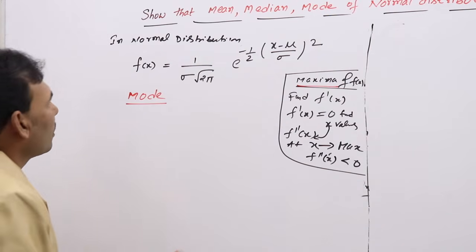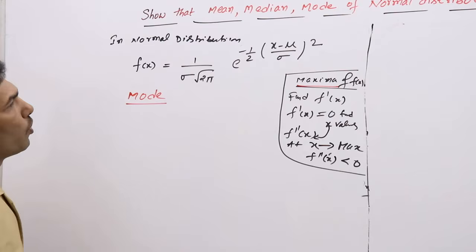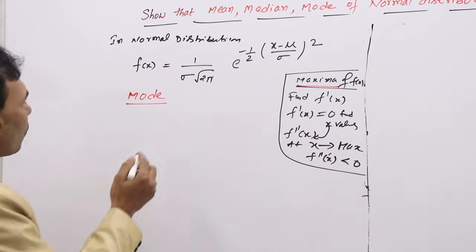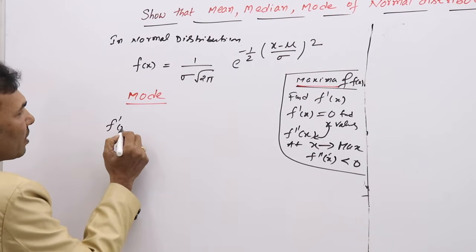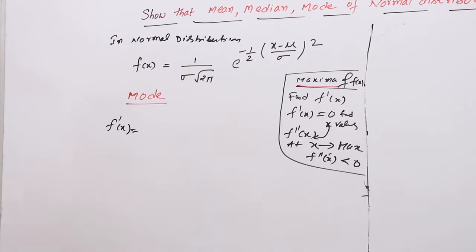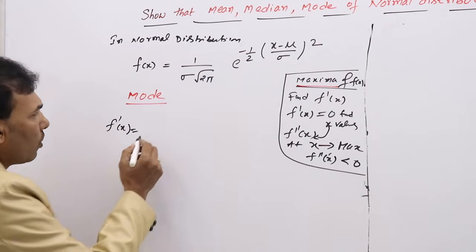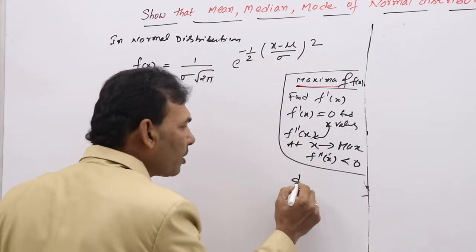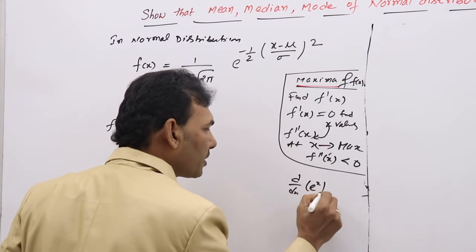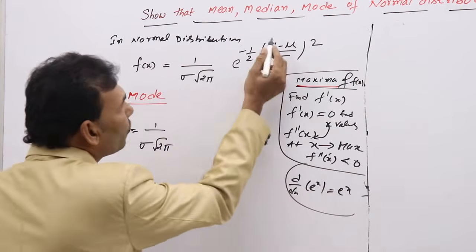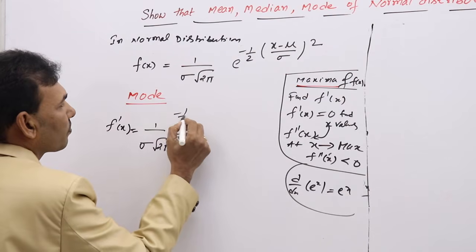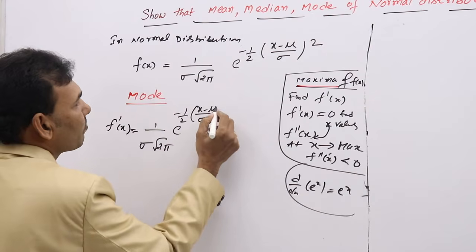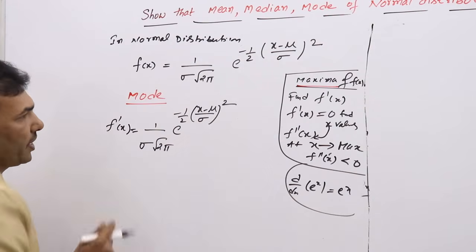So for that, first, in normal distribution we know f of x. This is f of x. Now we need to find f dash of x. We all know that the differentiation of e power x is e power x. So you will get this term as it is first, and then minus 1 by 2 into x minus mu by sigma whole square, because this is constant.